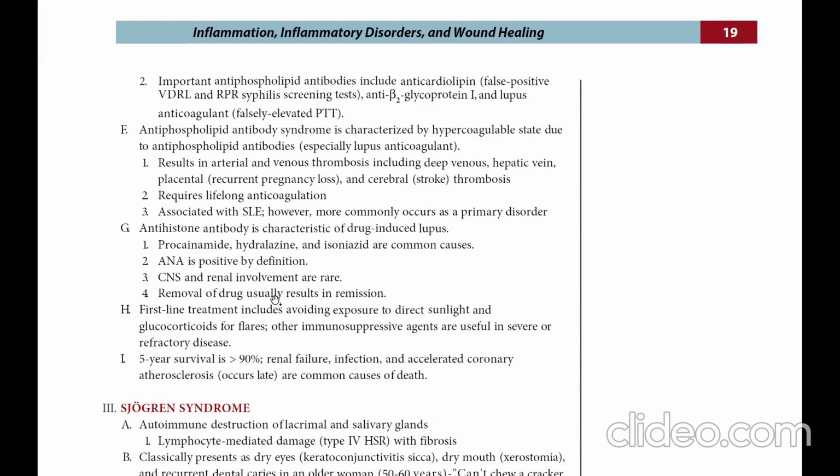First-line treatment includes avoiding exposure to direct sunlight and glucocorticoids for flares. Other immunosuppressive agents are useful in severe or refractory disease. Five-year survival is more than 90%. Renal failure, infection, and accelerated coronary sclerosis occur later and are common causes of death.